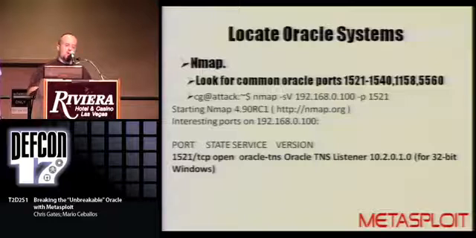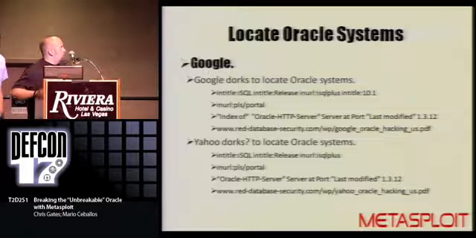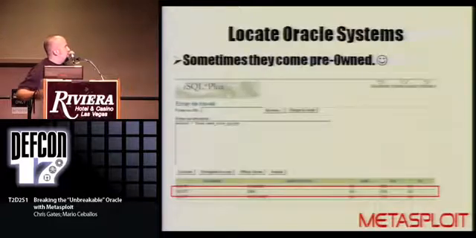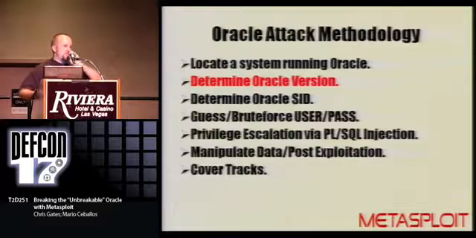You can also look for other common Oracle ports. 1158 is your Enterprise Manager Console, and 5560 is your iSQL*Plus web portal. There are plenty of Google dorks if you want to locate Oracle systems. The Red Database Security guy wrote some really good white papers on using those. And sometimes they come pre-owned. I don't know if you can see that one, but I found it doing some Google dorks. Logged in with scott/tiger, and he was already DBA. So someone got to that one before I did. It happens quite a bit. Not that I would ever encourage you to go look for open Oracle boxes, but if you do, you'll probably find quite a lot of them are already owned.